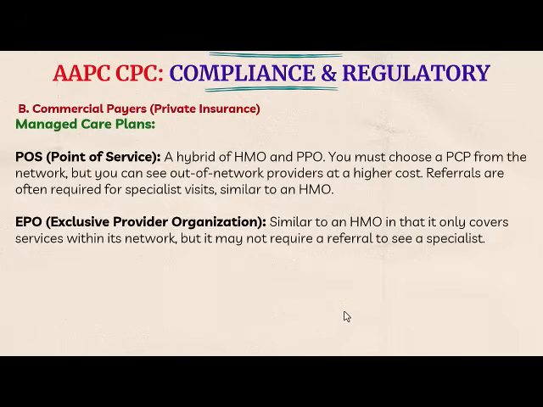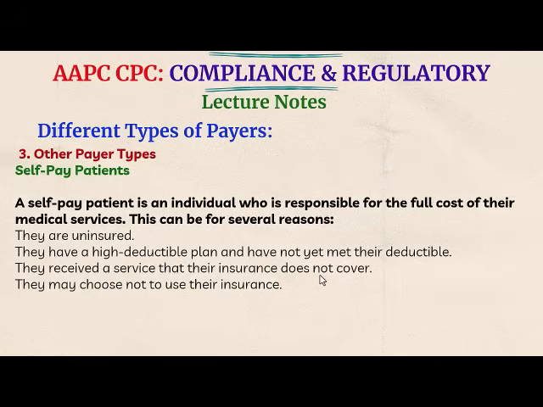POS, Point of Service, a hybrid of HMO and PPO. You must choose a PCP, that is Primary Care Physician, from the network, but you can see out-of-network providers at a higher cost. Referrals are often required for specialist visits, similar to HMO. And the final one is EPO, that is Exclusive Provider Organization, similar to an HMO in that it only covers services within its network, but it might not require a referral to see a specialist. So the third category is other payer types like self-pay patients.